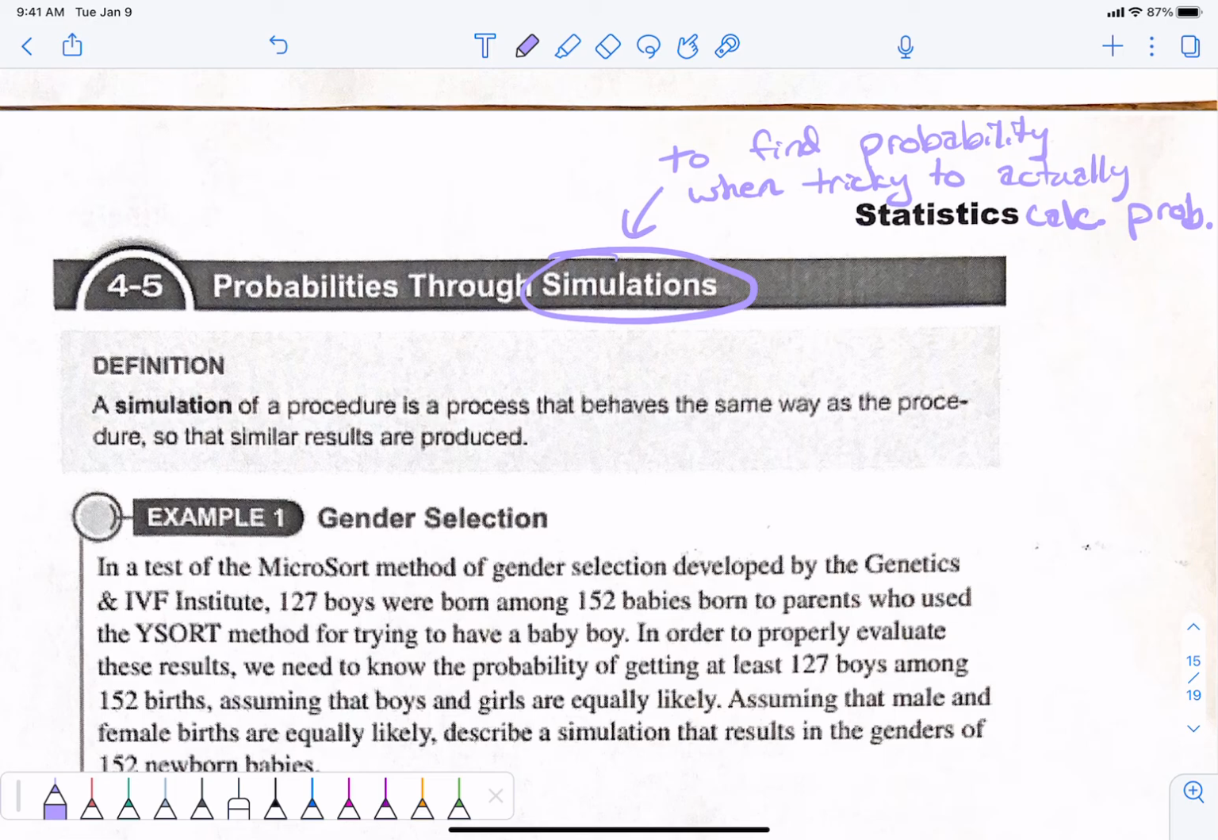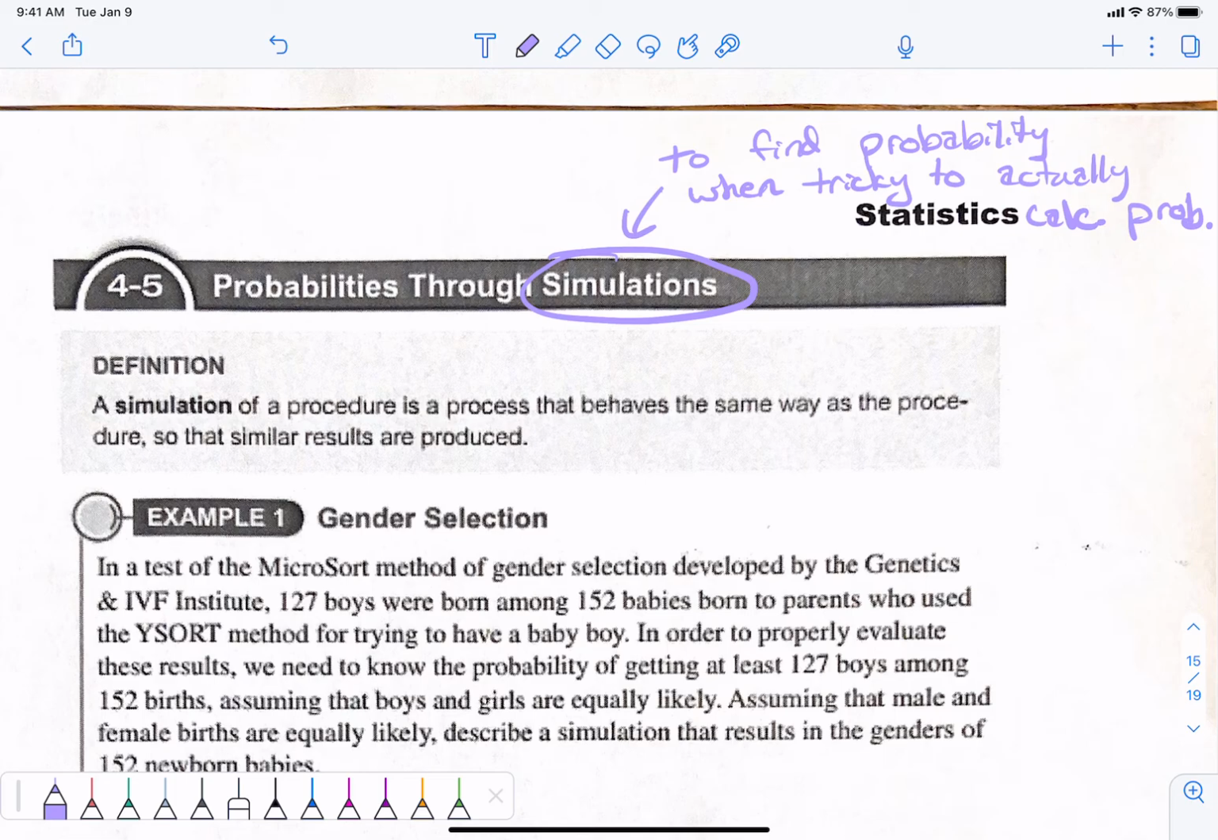Okay, so a simulation is a procedure that behaves the same way as the real process, so that similar results are produced. There you go. So we're trying to run a simulation. Here's how this works.